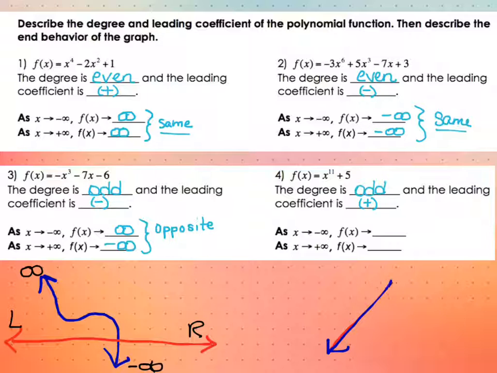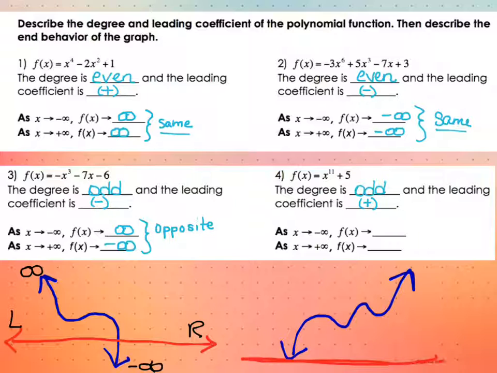And so it might look a little bit more like this instead of a line, but nonetheless it's still emulating that same behavior that a line does, because a line is a first degree equation, which is an odd function. So again, this being the left-hand side of the graph and this being the right-hand side of the graph, on the left it's going down to negative infinity, and on the right it's going to positive infinity.